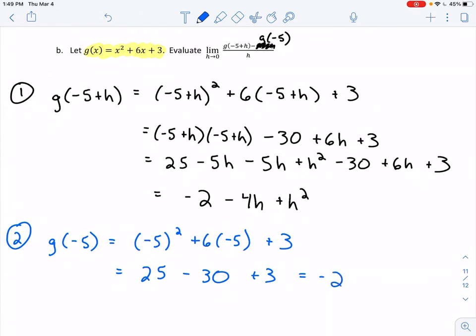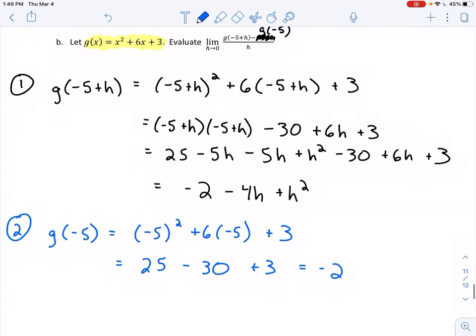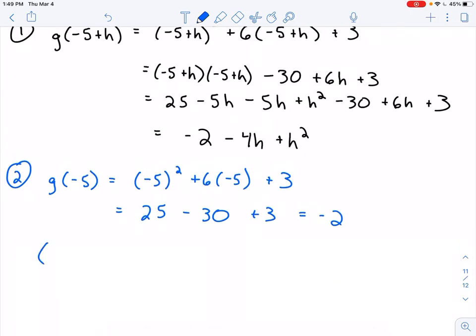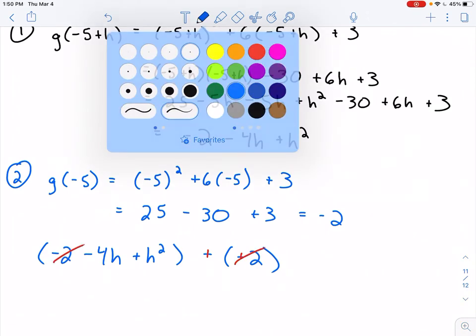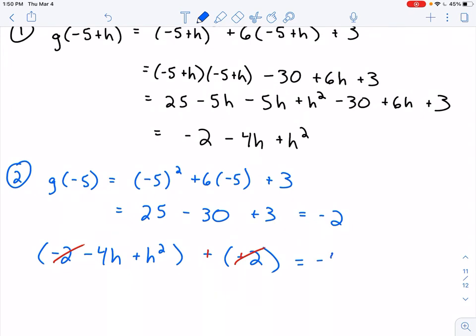And I want to subtract this from what I found in step 1. So I'm going to take what I found in step 1, which is negative 2 minus 4h plus h squared minus negative 2. And just like last time, minus a negative, that's plus a positive. Negative 2 plus 2, those two cancel. I'm left with, in this case, negative 4h plus h squared. Nothing more I can do with this.